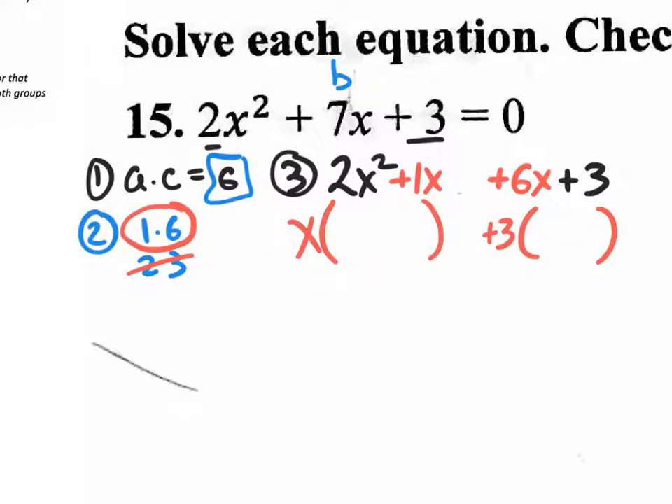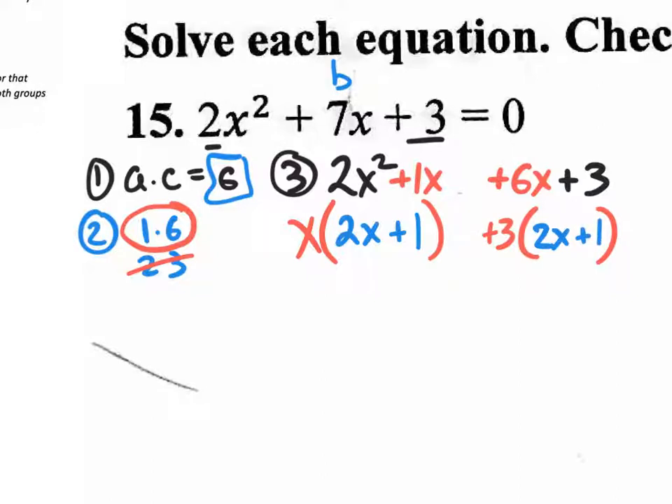Wait a minute. I probably should have pulled out an x. And if I do pull out an x from here, x times what gets us back to a 2x squared? I'm sorry. A 2 and an x. Okay, how about x times what gets us a 1x? A 1. Let's go to the other one where I pulled out a 3. If I pull out a 3, 3 times what gets us a 6x? 2x. And 3 times what gets us a 3?